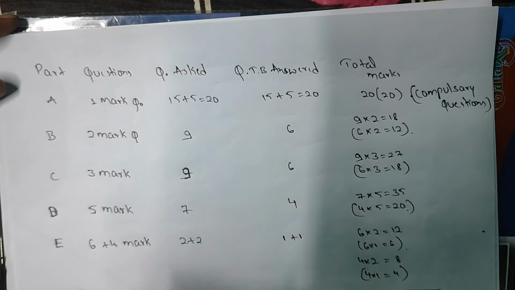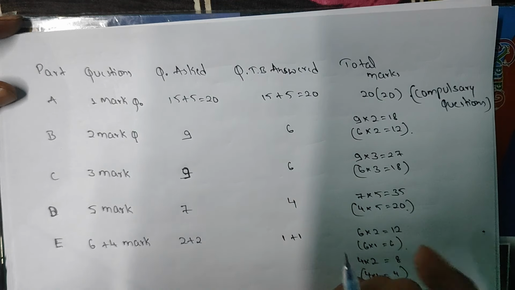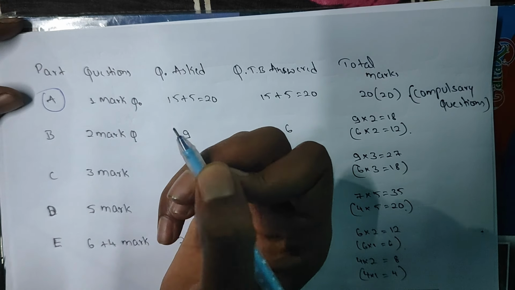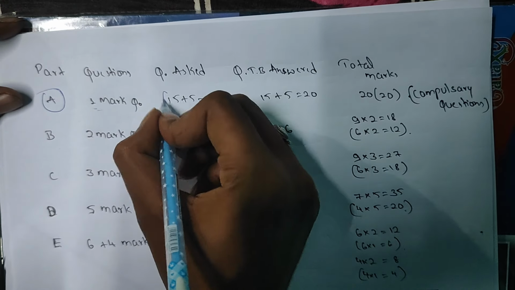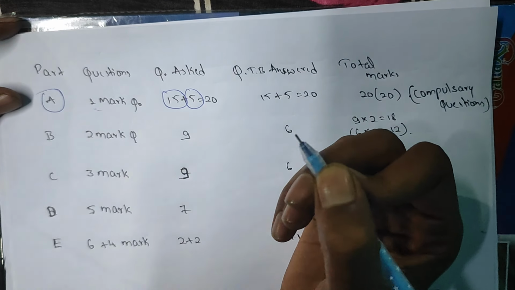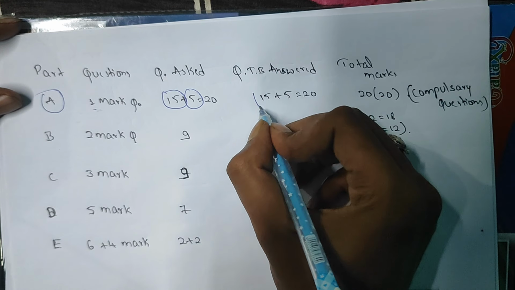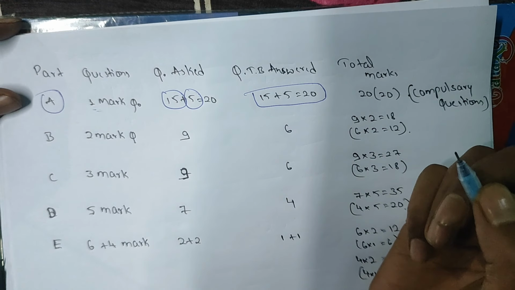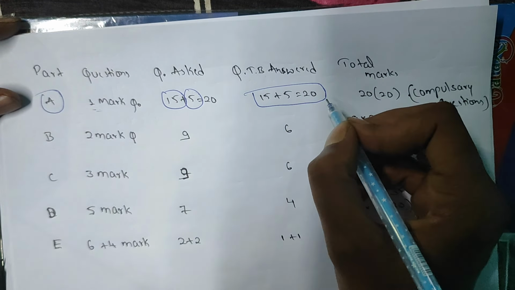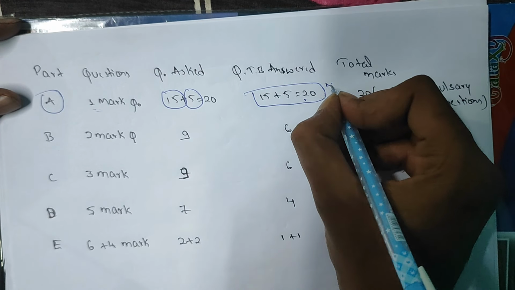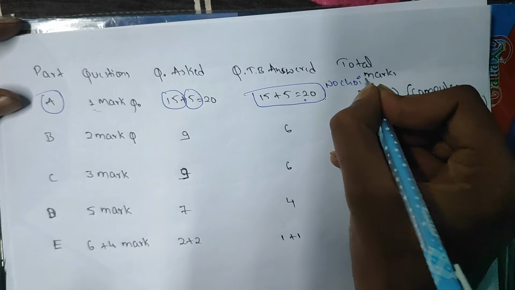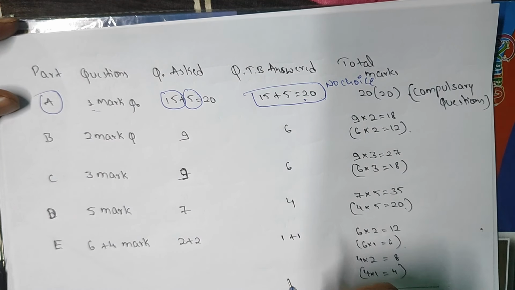This is the pattern of the question paper. There will be part A. In part A, there will be 1-mark questions: 15 multiple choice and 5 fill in the blanks. You should attempt all the questions in this part. So there is no choice in this part.